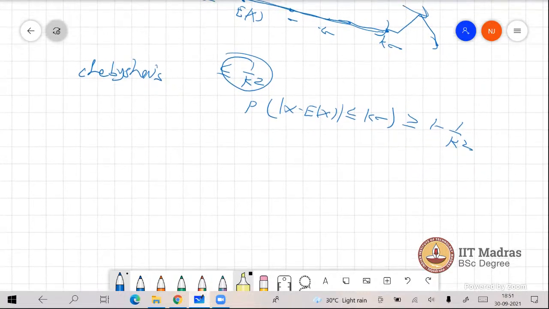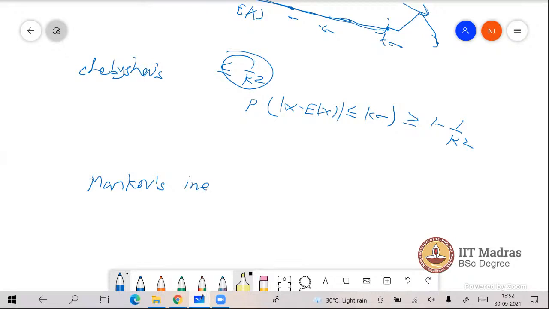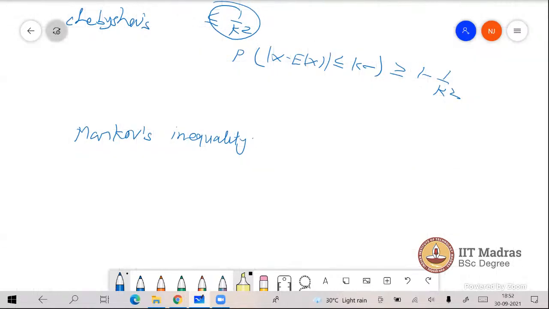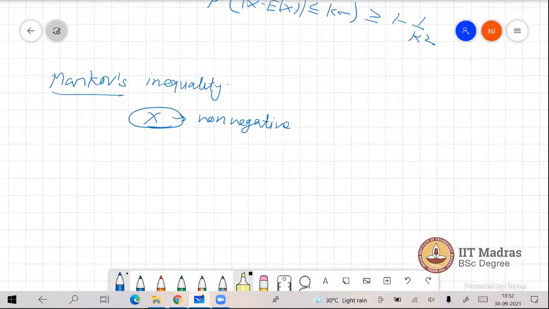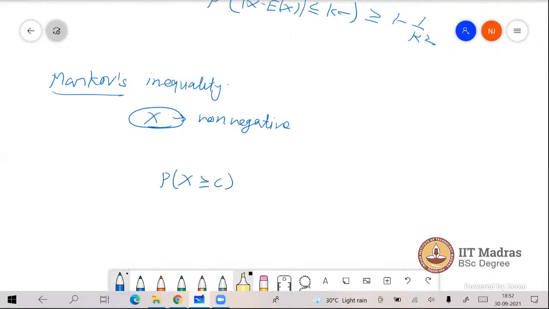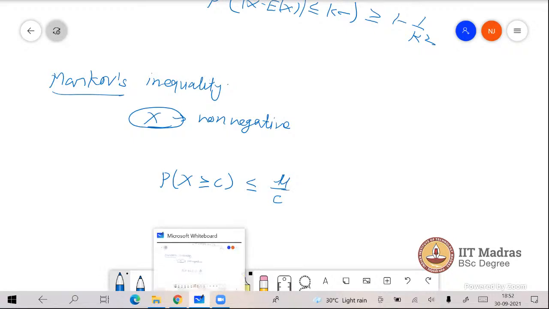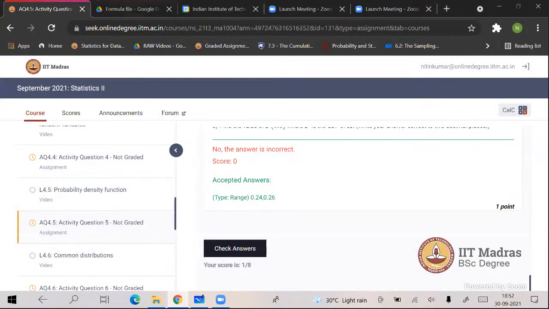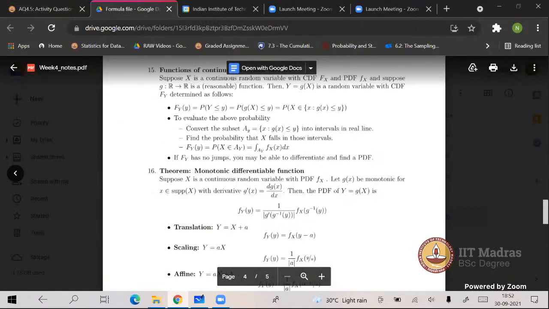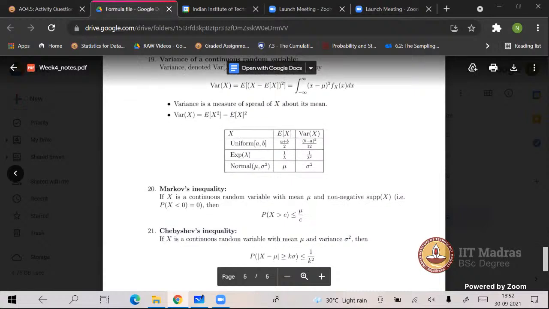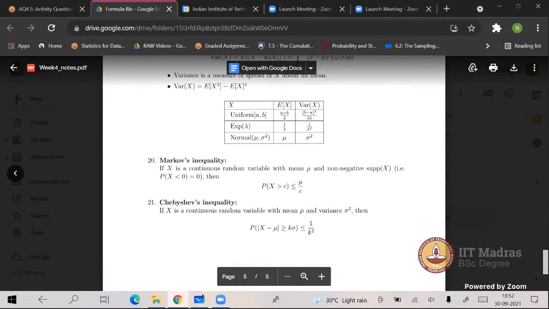Okay, and what is Markov? P of X greater than or equal to c. Here in the case of Markov, X should be non-negative. Okay, this is the first point. X should be non-negative, and then P of X greater than or equal to c will be less than or equal to mu by c. Mu by c or c square? Mu by c. Sir, for Chebyshev, can it be negative then? Yeah, for Chebyshev it can be negative. It is mu by c. Okay.